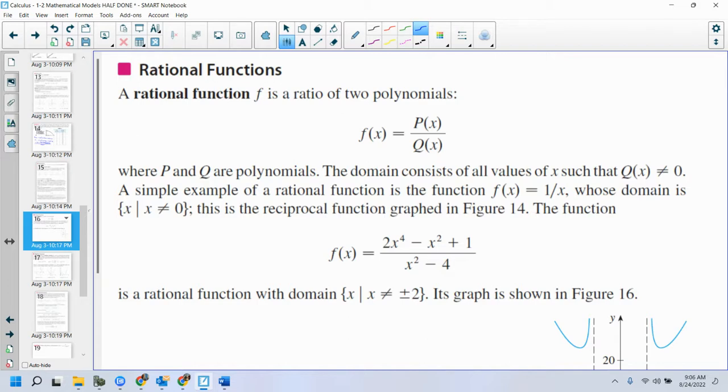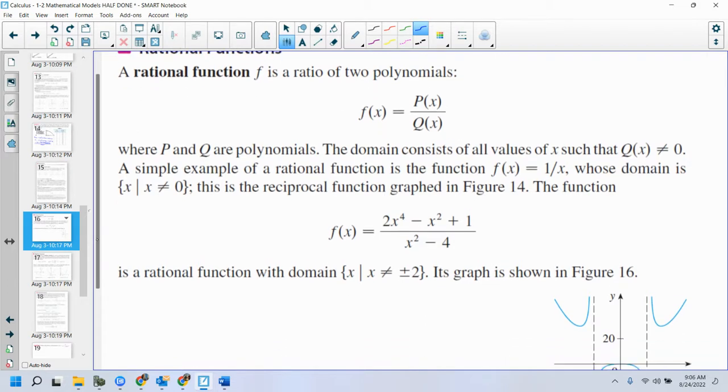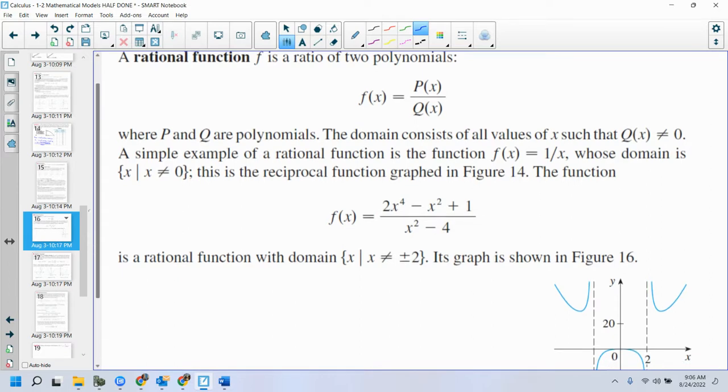Like I said yesterday when going over the homework, you're going to find that the rational functions are usually the weird ones. The ones that have special rules and special things to make note of, like domains. You've got to watch out for rational functions. This is just an example of a rational function down below: 2x to the fourth minus x squared plus 1, divided by x squared minus 4. We're going to be graphing these by hand eventually. We're going to have some major fun with that stuff.